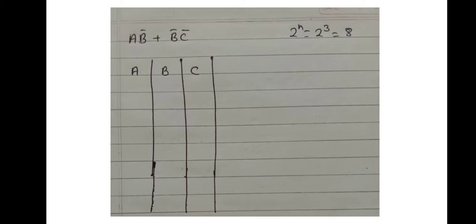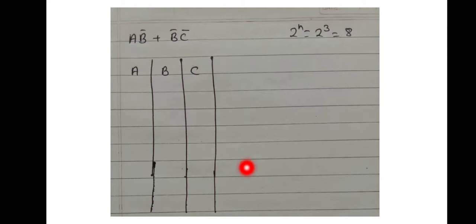Now the next thing, after finding out the variables, is to find out how many rows there will be in our truth table. So how to find that? This is the formula to find the number of rows in the truth table: 2 raised to the power n, where n represents the total number of variables. According to our expression, we have 3 variables. So 2 raised to the power 3 gives you 8. That means our truth table will contain 8 rows. See, I have drawn this truth table containing 8 rows.